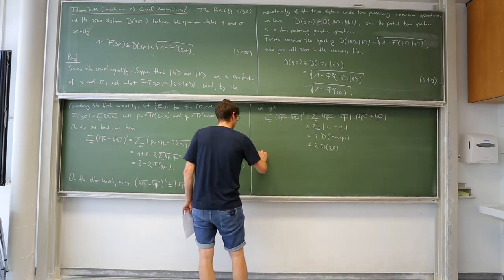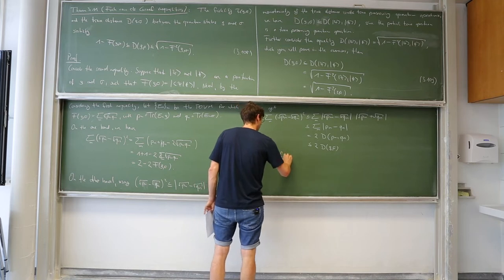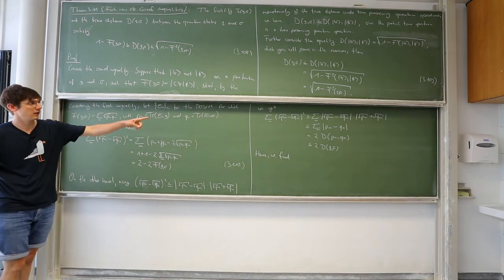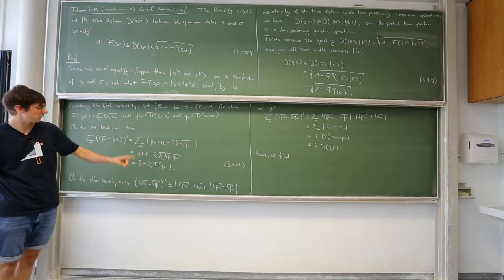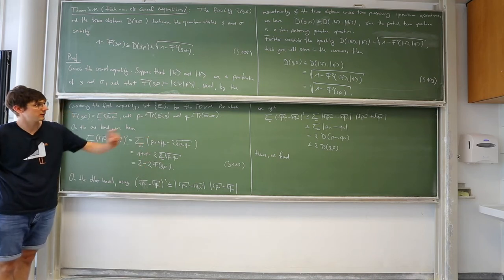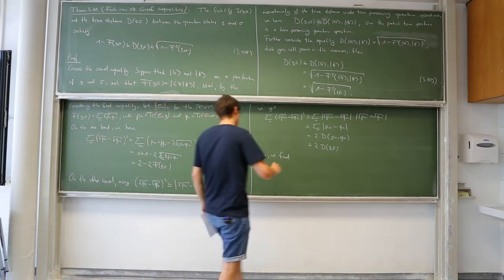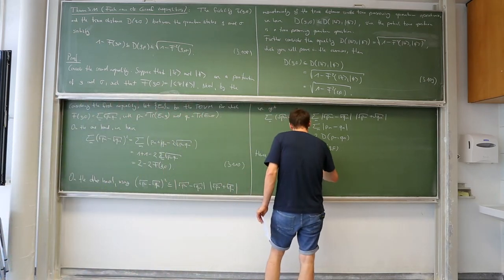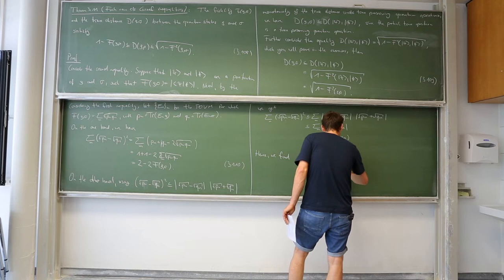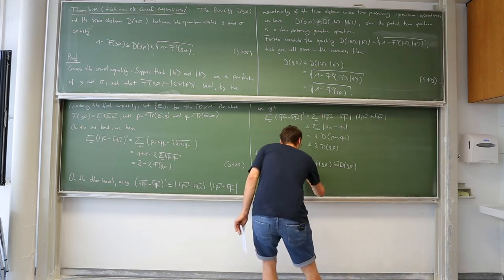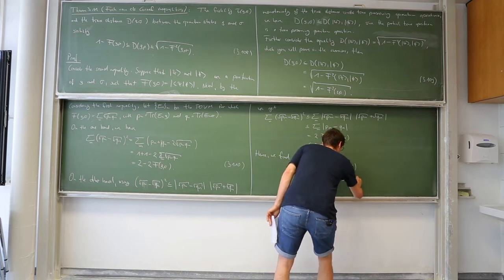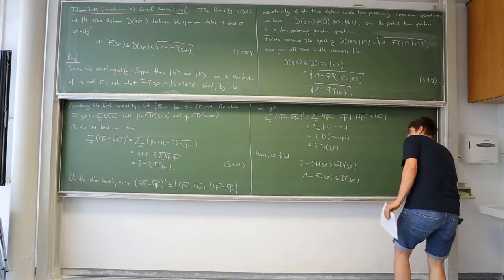So hence, if you put this together, right, this is the same expression as here. So we find that 2 minus 2 times the fidelity is smaller or equal to 2 times the trace distance. So we find 2 minus 2 times the fidelity of rho and sigma is smaller or equal to 2 times the trace distance of rho and sigma. Now 1 minus the fidelity of rho and sigma is smaller or equal to d of rho, sigma. So this finishes the proof.